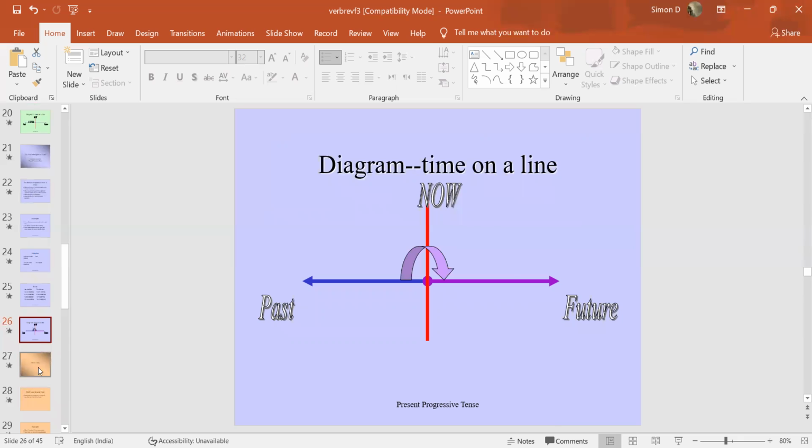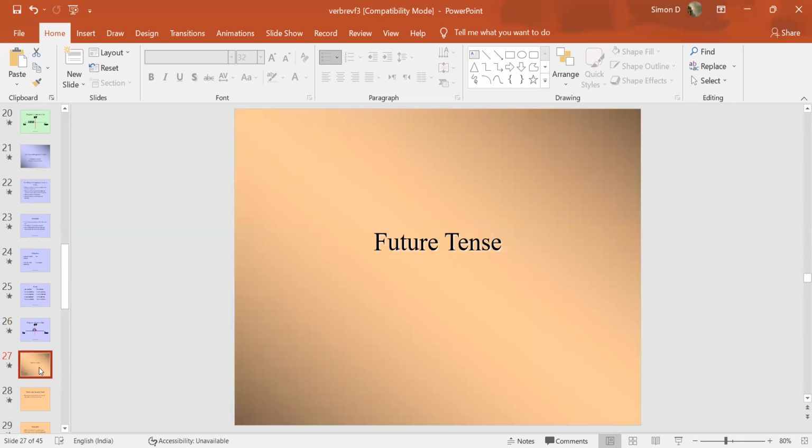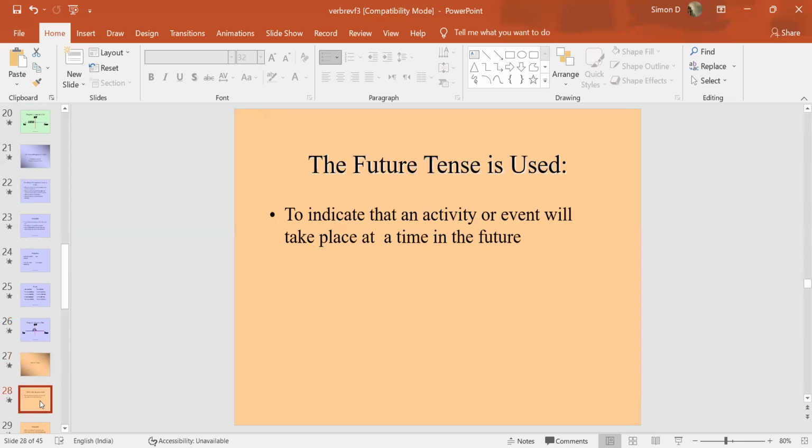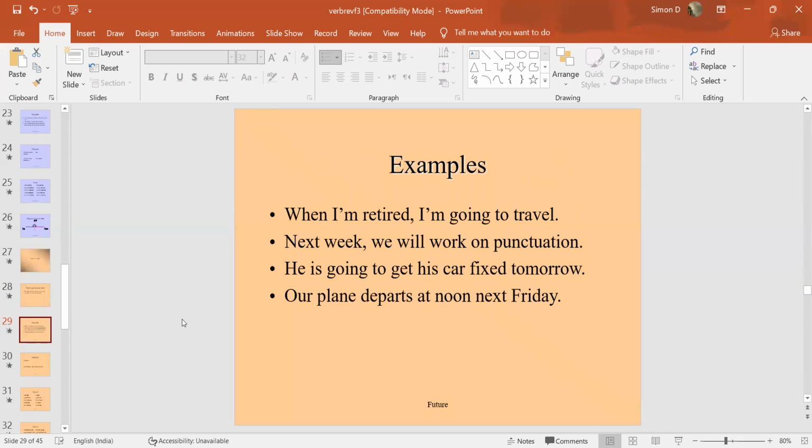So future tense. Future tense also is very simple. Things which are placed in the future. They indicate an activity or event that will take place at a time in the future, right? It will take place in the future. Look at the examples here. When I'm retired, I'm going to travel.